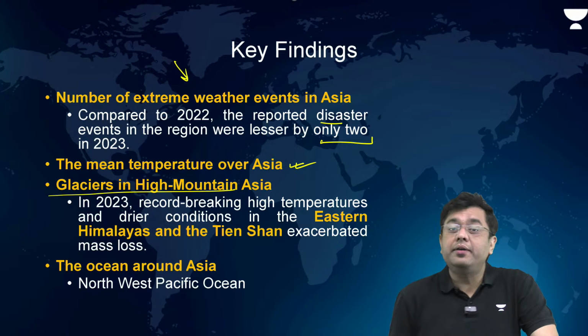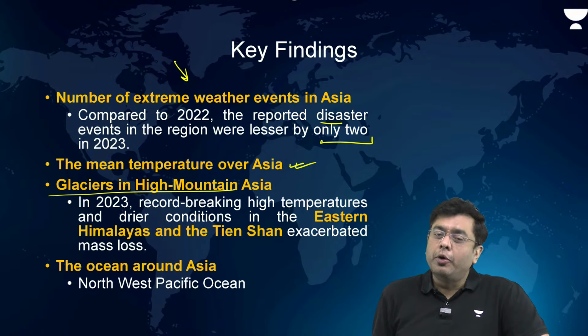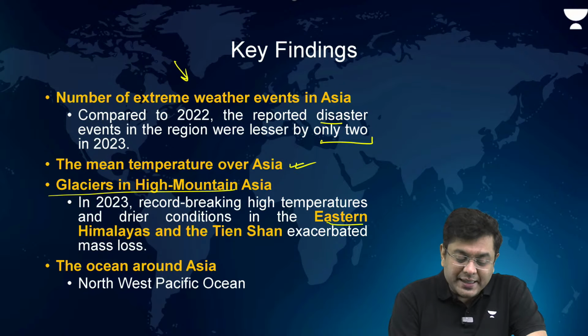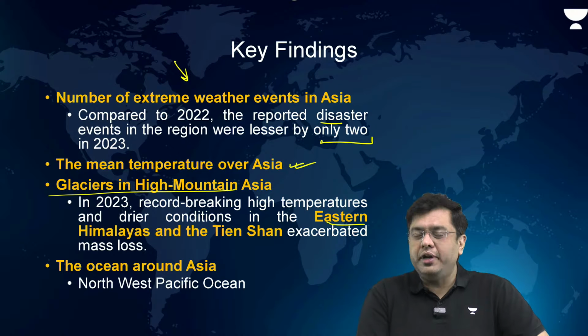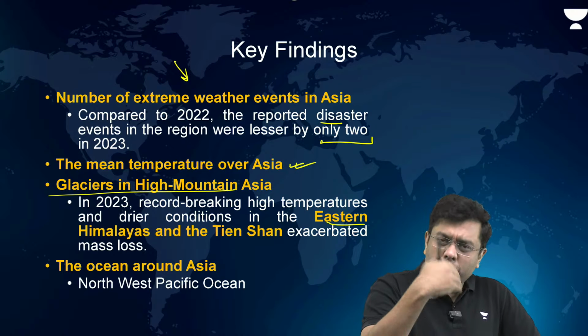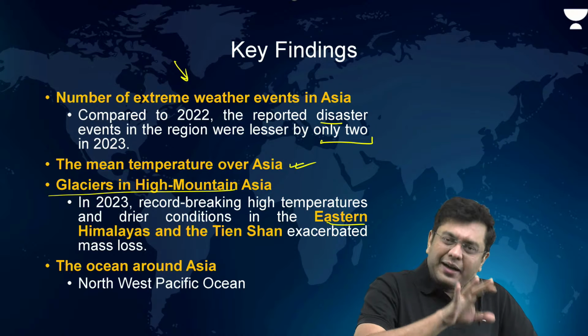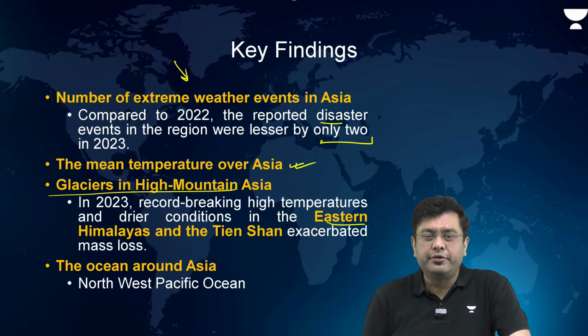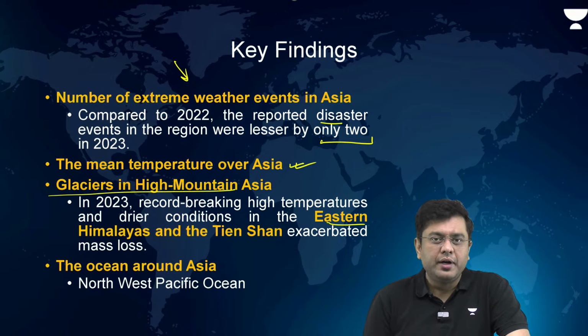Glaciers in high mountain regions in Asia. So particularly in the region of Eastern Himalayas and the Tian Shan region, Tian Shan area to the north of the Pamirs, that is where the glacial mass loss has been massive.